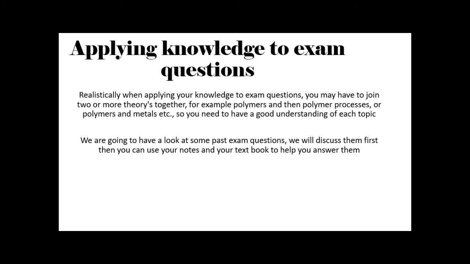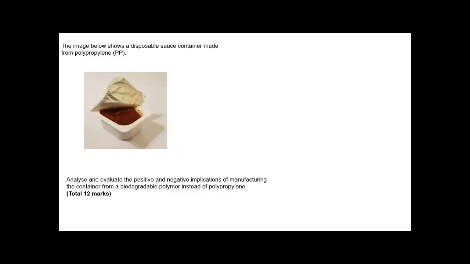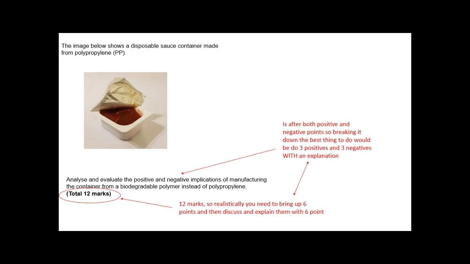So now what we're going to do is have a look at a couple of questions. I'm going to talk through the question with you, give it a bit of breakdown. I want you to pause the video and have a go answering the question. The image below shows a disposable sauce container made from polypropylene, PP. Analyse and evaluate the positive and negative implications of manufacturing the container from biodegradable polymer instead of polypropylene. So that is 12 marks.